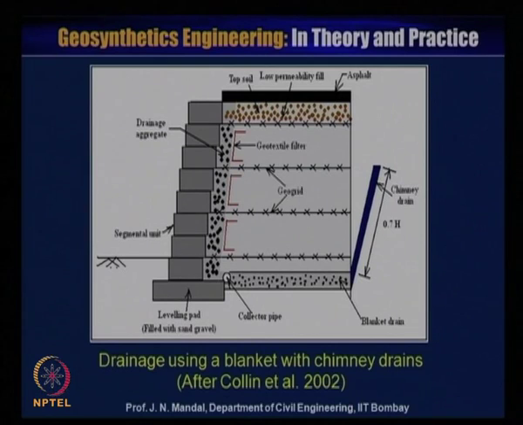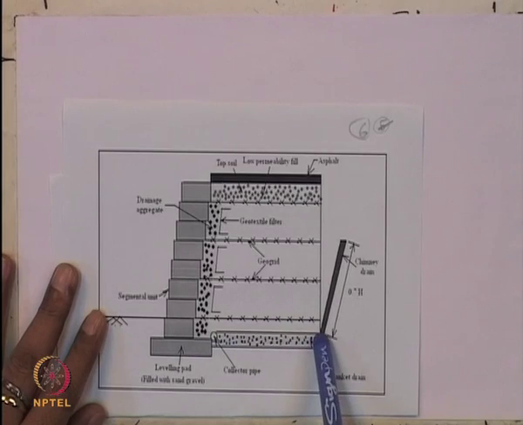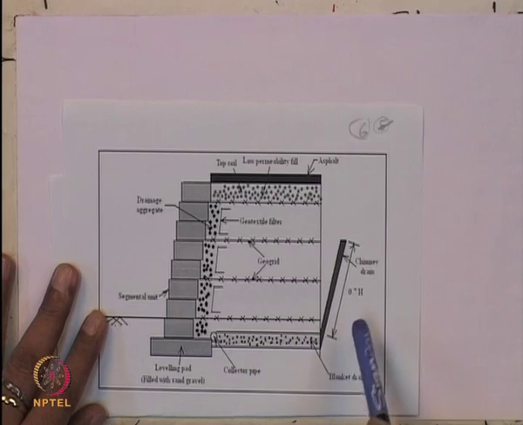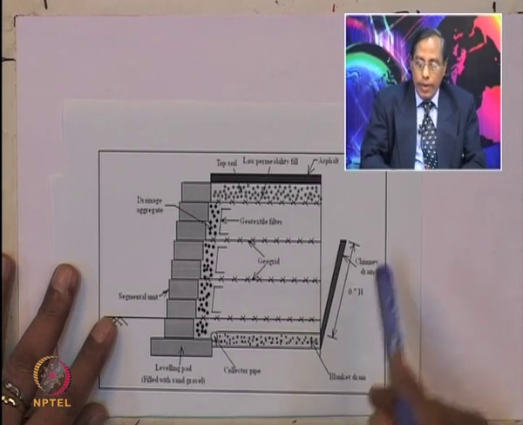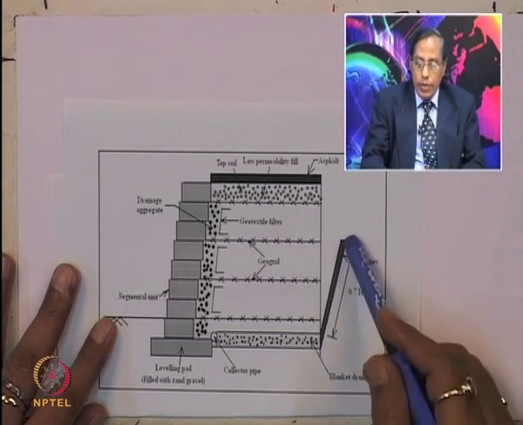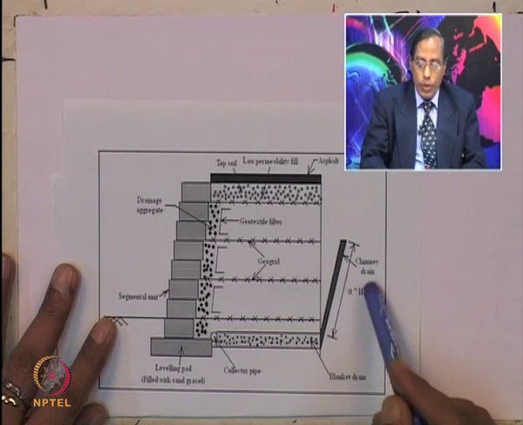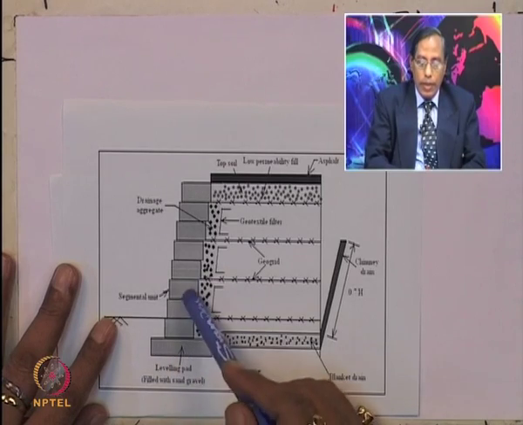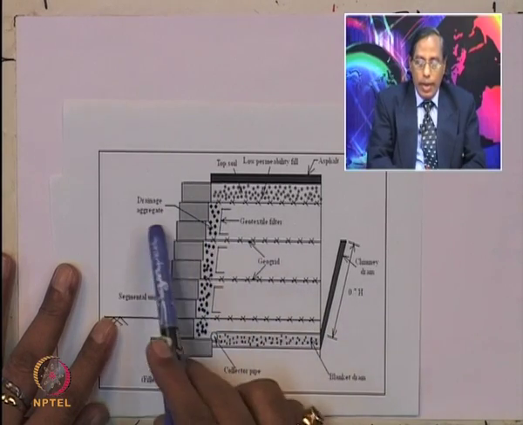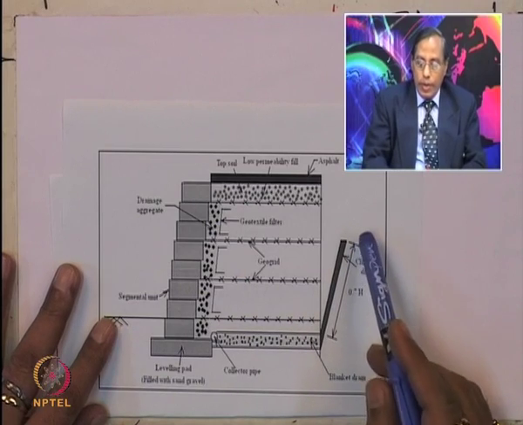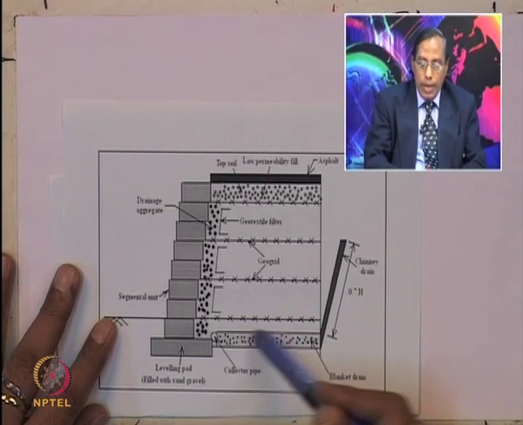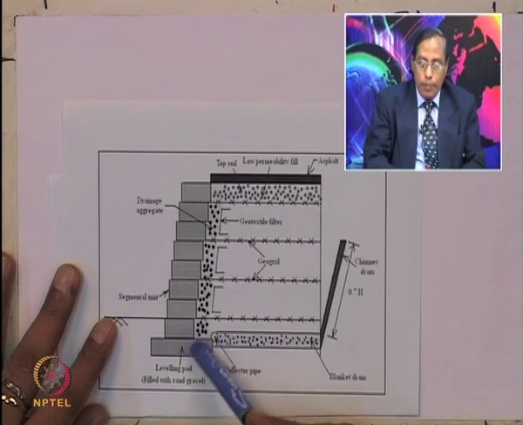So, this is the drainage using the blanket with the chimney drain, after Koerner et al. 2006. Here is the blanket drain, here is the chimney drain, and this drainage you have to provide to about 0.7 H. This is the leveling pad filled with sand and gravel, and this is the segmental retaining wall, and you can see that you have to place the chimney drain at the back of the reinforced soil wall, at the base of the wall as a blanket drain, and this is the collection pipe.